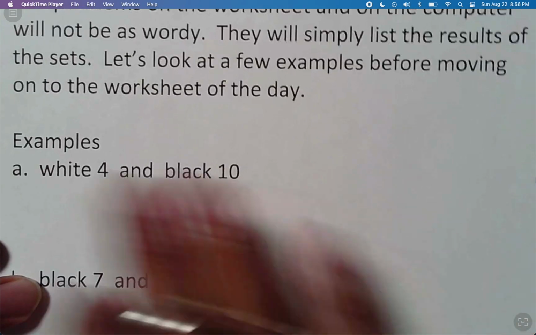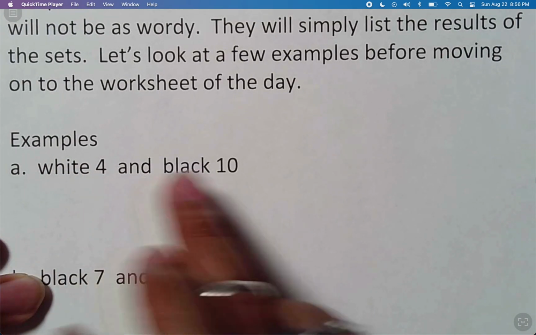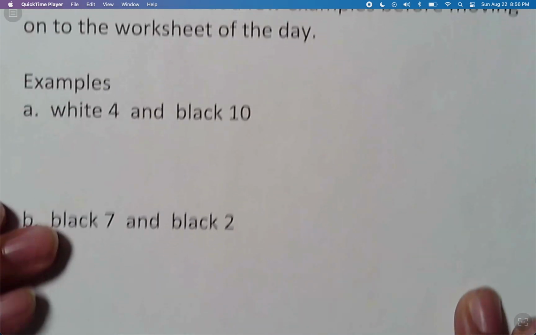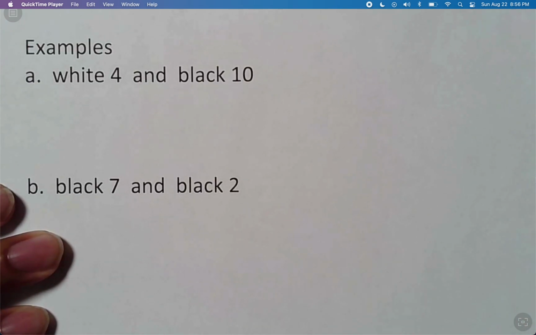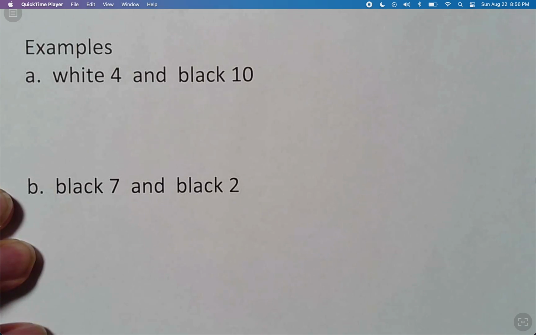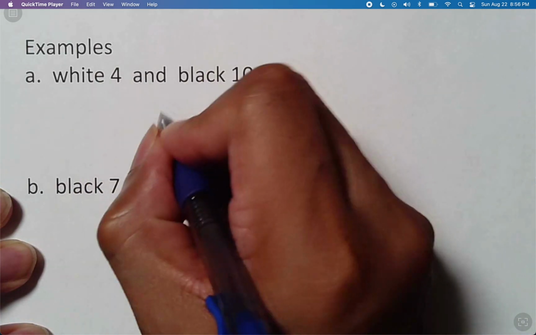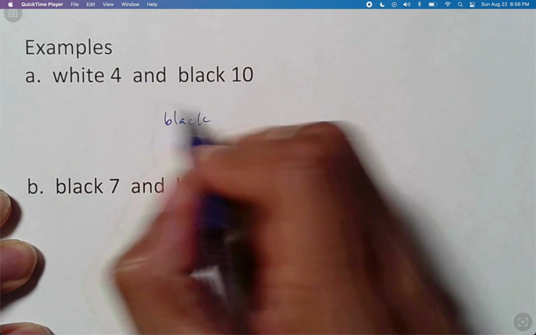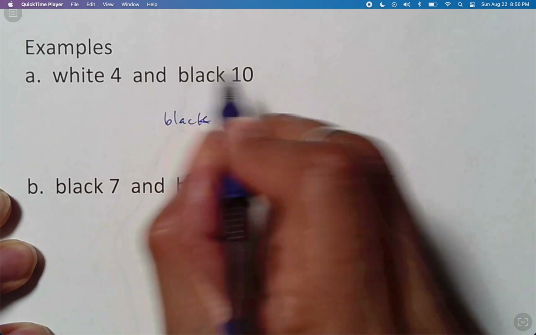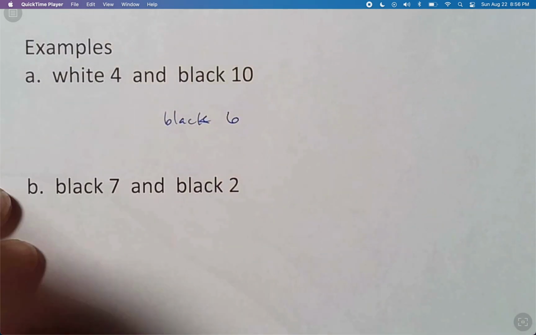So white 4, black 10. And all you're trying to do is train yourself to look and ask yourself, do I put these two numbers together or do I subtract them? And really that's all you're looking at. Do I add them or do I subtract? Because the rest of it's pretty easy. Obvious to me, the team that wins is black. And they won by, looks like 6 points. And that's all I have to do.